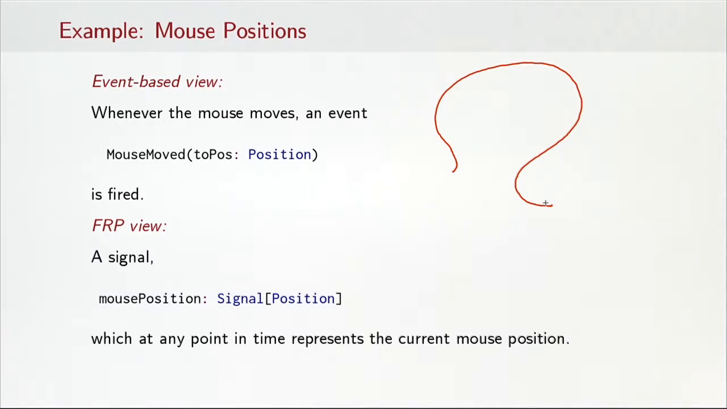The core idea is that I define a signal, call it mouse position, which is now a signal of position, which at any point in time represents the current mouse position. So it's a function from the domain of time values to this curve. At the initial time value, the position was here, and then it would go progressively until at the final time value, the position was here. That gives me a function from time values to positions.